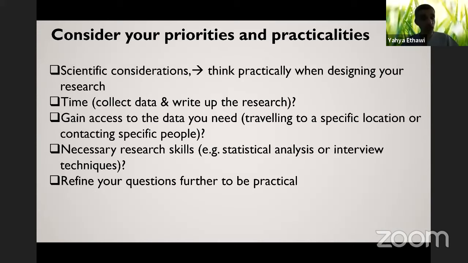So do you have statistical analysis skills? Then do probability. If you don't, then don't do it. Do non-probability. Do you have interview skills? Then go and do interview research. So define your question, refine your question, change your question according to the practicalities and according to your priorities.